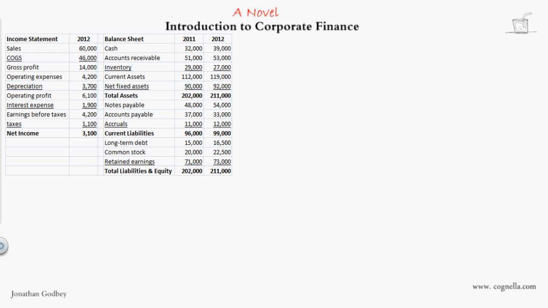If you look at this, you can see what happened to the cash. Cash was $32,000 in 2011 and $39,000 the following year, so cash went up by $7,000. So that's good, right? Well, I don't know if that's good or bad. I need to know exactly why cash goes up or down on the balance sheet.